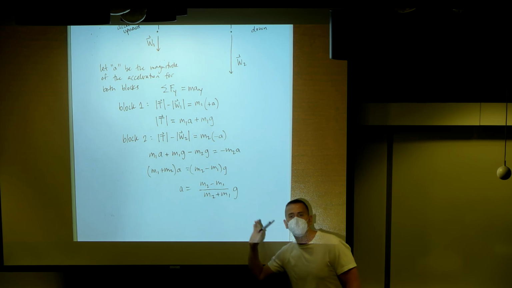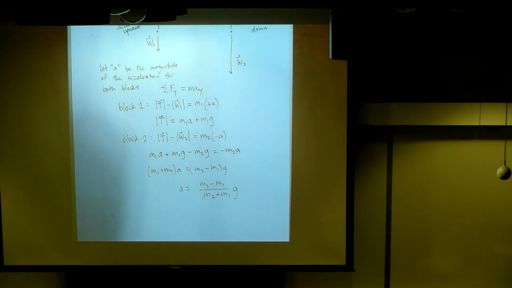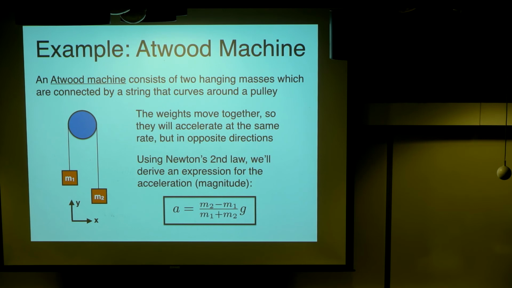Again, I'm encouraging you to look at the results you get and just try to see if they make sense. See if they agree with your intuition, okay? All right, here's A: M2 minus M1 divided by the sum of the two masses times G. That's what we have.